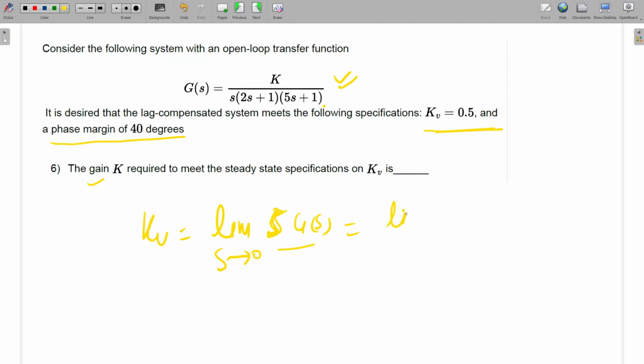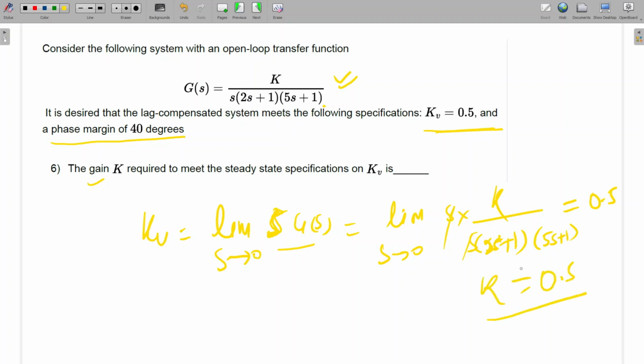So it is equal to limit s tends to 0 of s into K by s into (2s plus 1) into (5s plus 1). This should be equal to 0.5. So s and s will cancel, so K will be equal to 0.5. Is it clear? K value will be equal to 0.5. So for Kb equal to 0.5, the required gain is equal to 0.5. Is it clear to all?